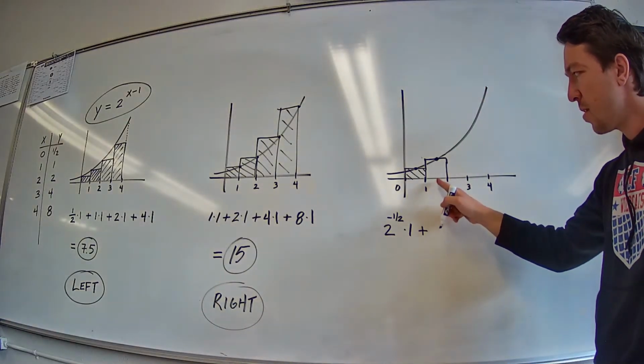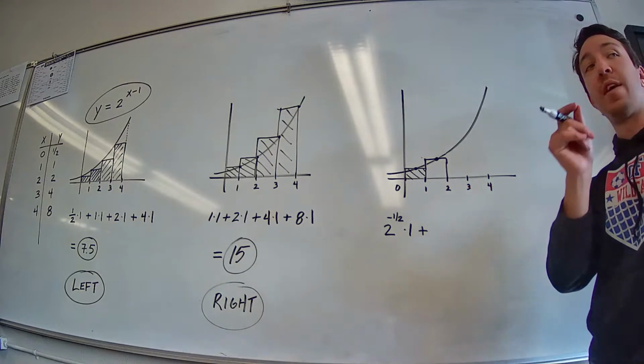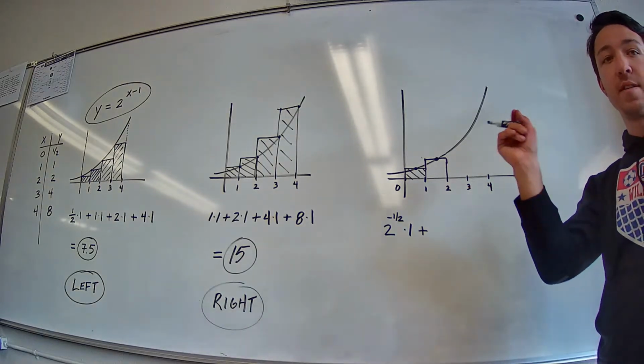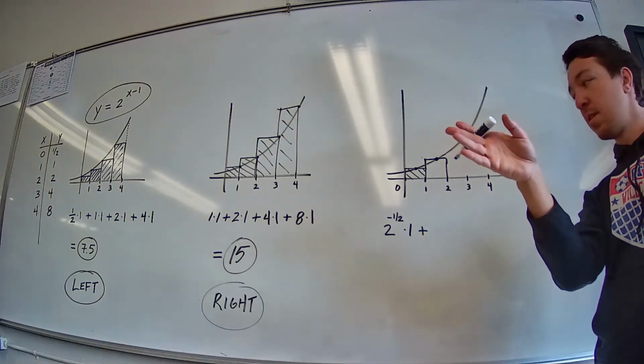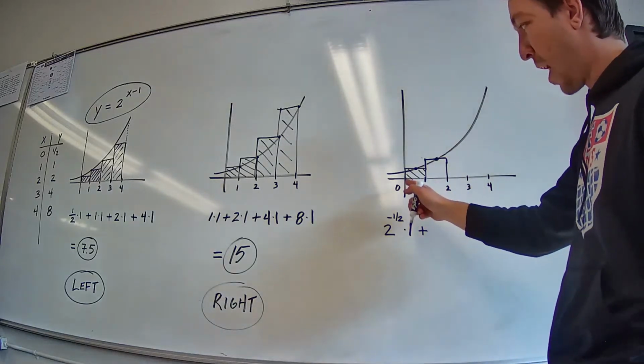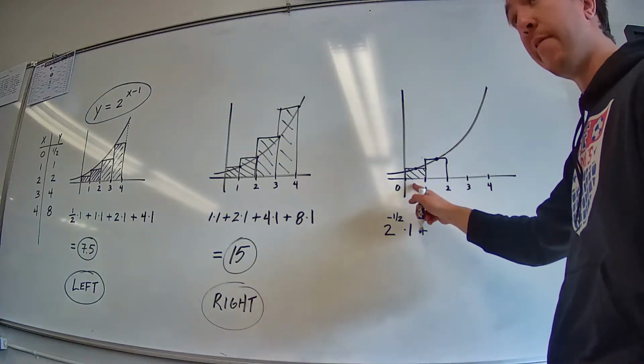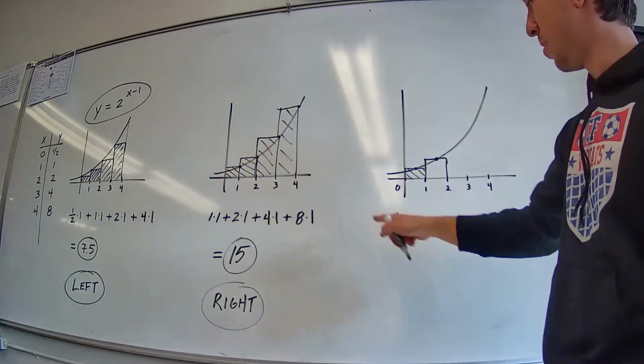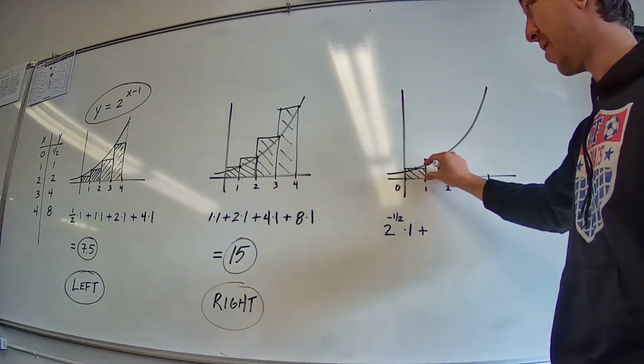It's the middle value of the curve within that area. No, it's the middle x value plugged into the function. Does that make sense? Yes. So like this one, I just say, what's halfway between 0 and 1? Well, 1/2. Plug 1/2 into the function, and that's the y value. That's the height of the rectangle.